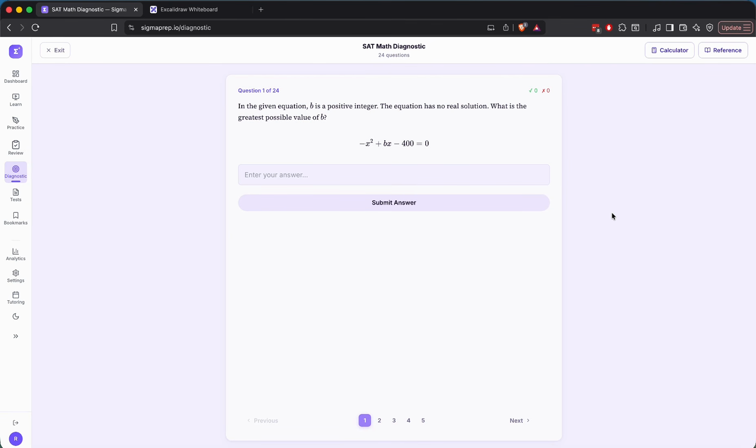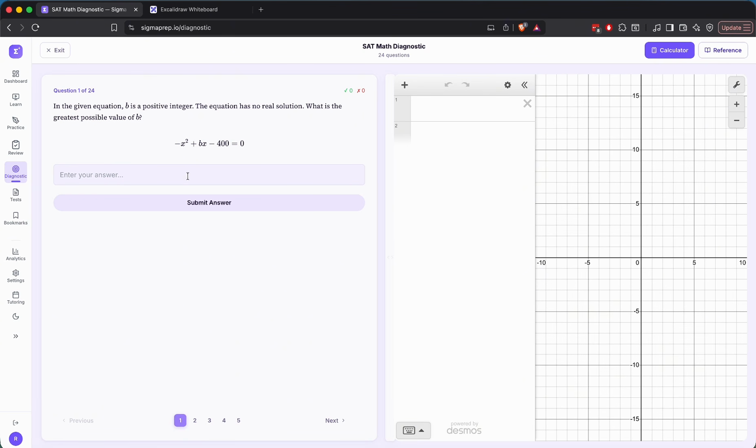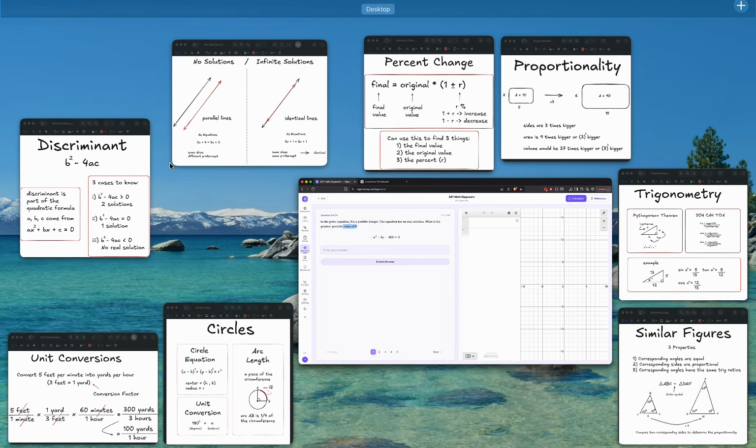All right, first one here. You got to be able to recognize some of these, right? Right off the bat, I know this is a discriminant problem. So how do I know it's a discriminant problem? Well, you got a quadratic. It's telling you how many solutions you have, and we're going to be asked to find an unknown. So that's a discriminant one.